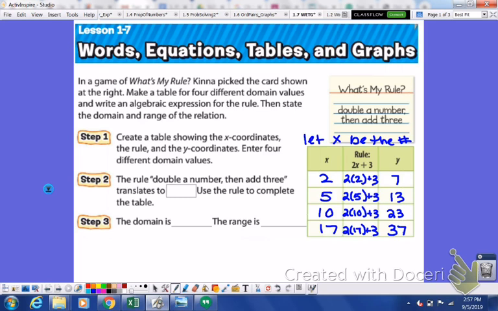So if we go back, step 2, the rule double a number then add 3 translates to, we'll make sure we fill this in even though we already did it. Moved a little too fast there. This translates to 2x plus 3. We know that that's our rule. We already wrote that down.